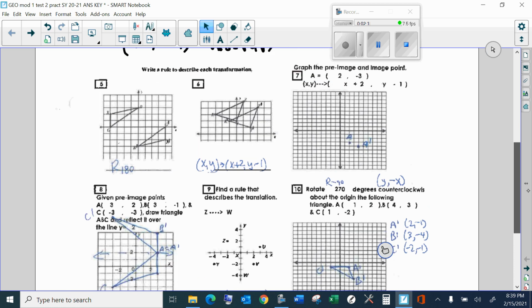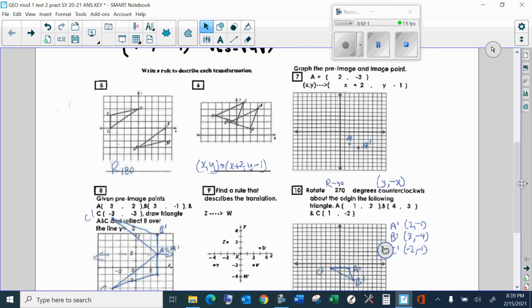All right, write the rule to describe each transformation. So first thing I want to look for is the original and its image right there. If I connect those, it goes right through the center. So that's probably telling me it's a rotation of 180 going right through the center. Here's G and G prime going right through the center. So once it happens with two of them, it's guaranteed it's a rotation of 180. Rotation of 180, it always goes through the center, the image and pre-image points. I connect them, goes through the center.